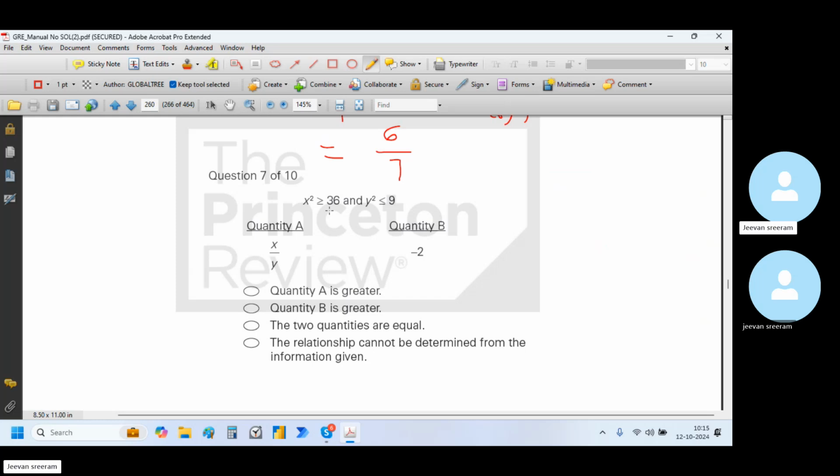x square greater than or equal to 36, y square less than or equal to 9, so x by y. x square greater than or equal to 36 means x greater than or equal to 6, and minus x greater than or equal to 6 means x less than or equal to minus 6.